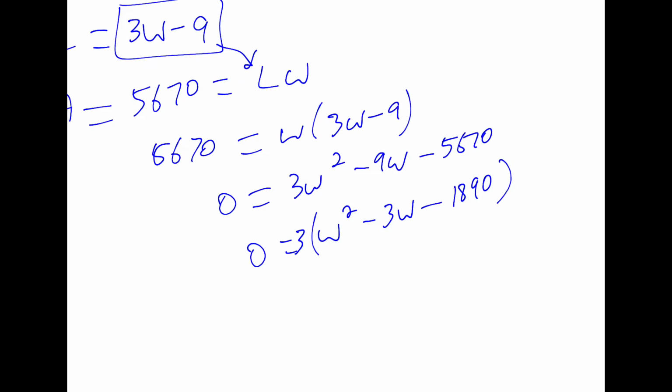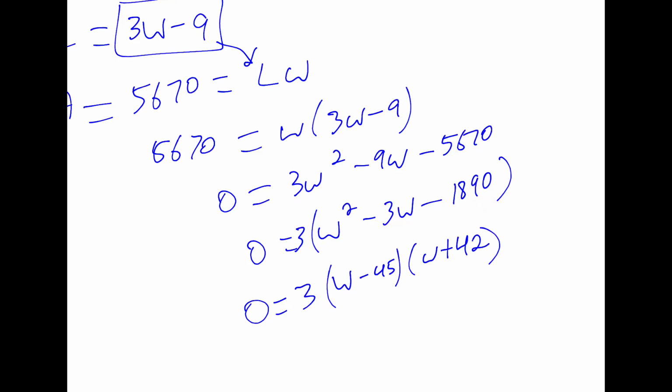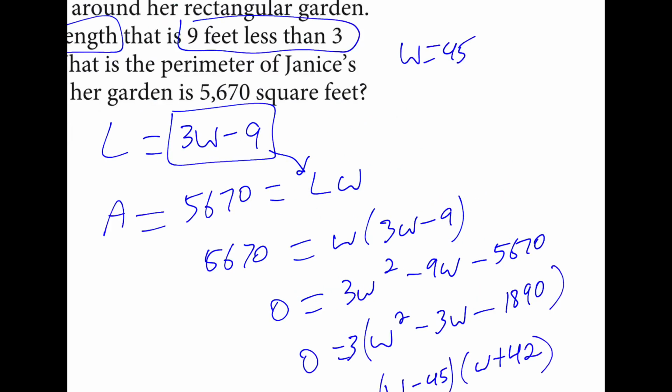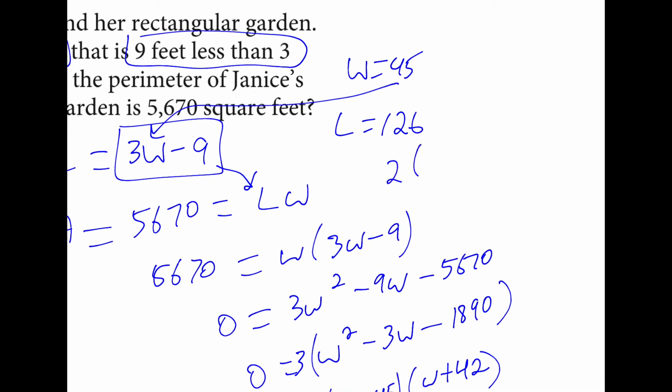And if I take the square root of 1890, it's around 42. So I'm guessing 45 and 42 are going to be my numbers, because if I multiply these two together, I get this, and if I add them together, I get that. So what do you think my width is going to be, 45 or negative 42? Well, I'm going to go with 45, just because it's not negative. So I can plug that in over here. 3 times 45 is 135 minus 9. Length is 126. So double the width plus double the length is my perimeter, which turns out to be 342.